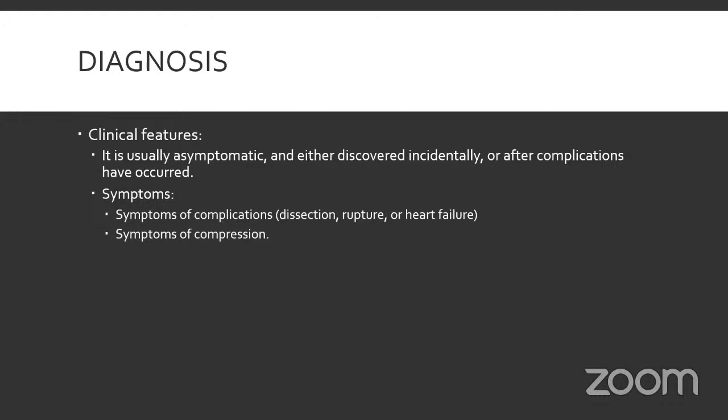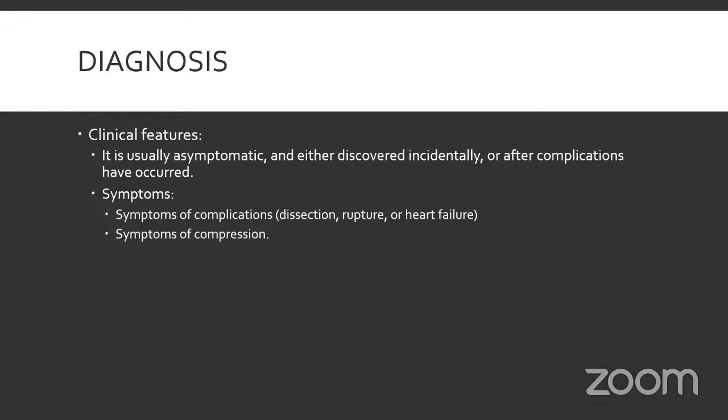Now we came to the second part of the presentation. For the diagnosis of aortic aneurysm, it's generally asymptomatic. It's usually discovered incidentally when a person is doing some form of imaging for a completely different reason, or discovered catastrophically after complications have occurred.